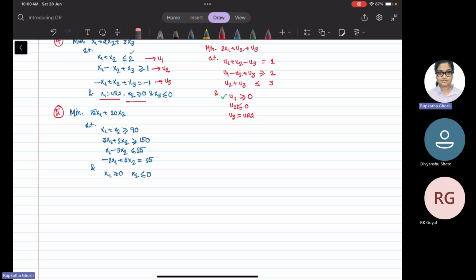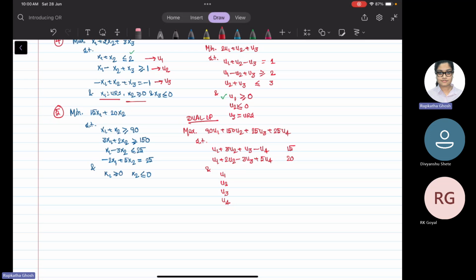But now all the logic would be reversed. So now it is a min problem, so the dual is a max problem. Okay. 90 u1 plus 150 u2 plus 25 u3 plus 25 u4 subject to u1 plus 3 u2 plus u3 minus u4. This would be 15. Then u1 plus 2 u2 minus 3 u3 plus 5 u4, that would be 20, and you will have to determine the signs of u1, u2, u3 and u4.